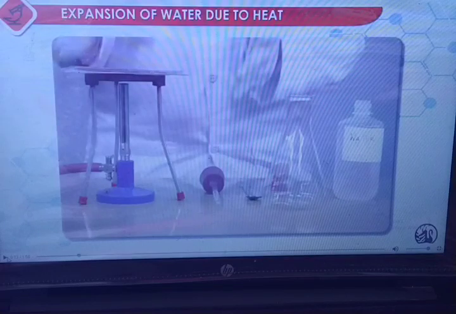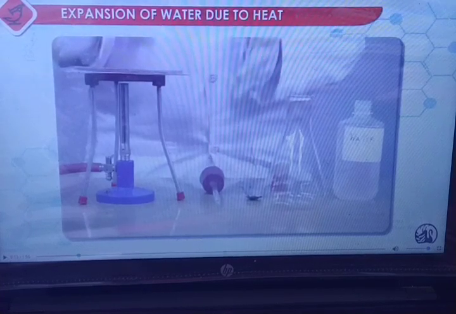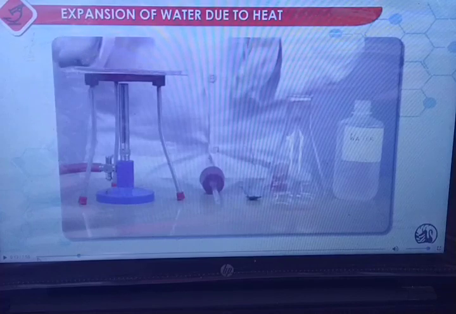Hello students, today we are going to discuss class 7 science chapter number 4 question answers. Before going towards the question answers, I just want to show you an activity on how solids and liquids expand on heating. So just watch this video and you will get a good concept of how solid and liquid expand on heating.